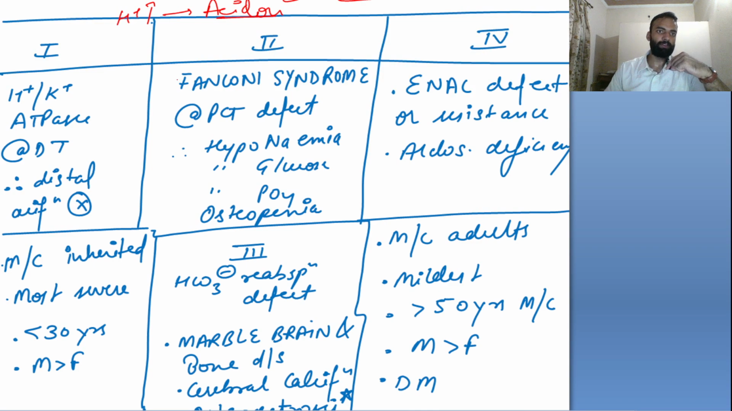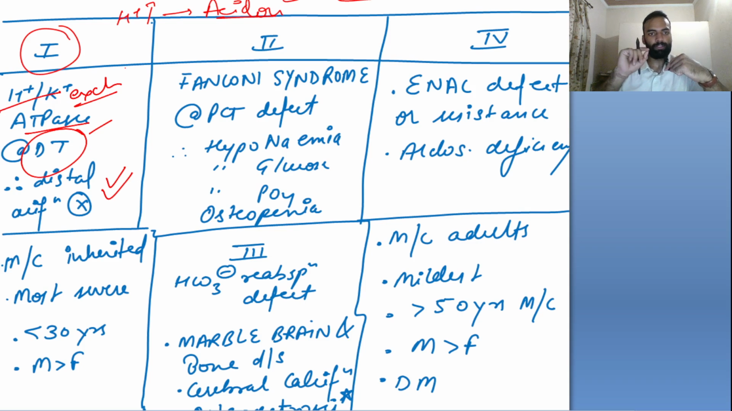So first we will see RTA type 1. There is a hydrogen potassium ATPase exchanger pump at the distal tubule. So distal acidification is not normal, or distal acidification is absent. So there is this one concept. I am going to tell you this one concept.